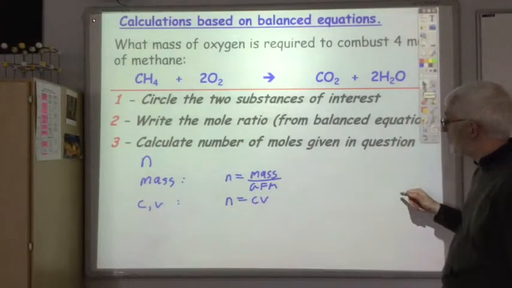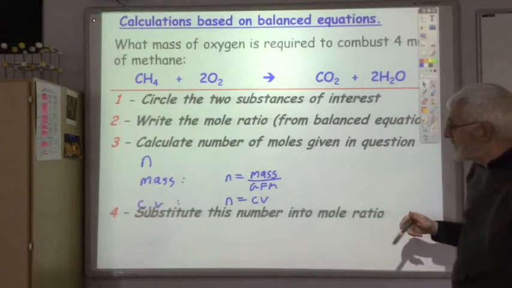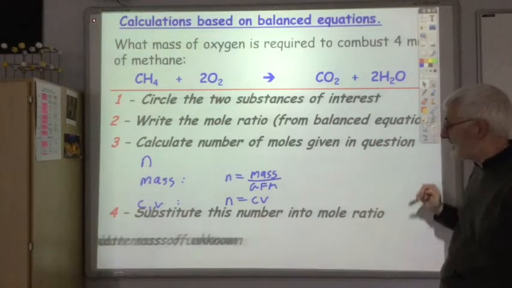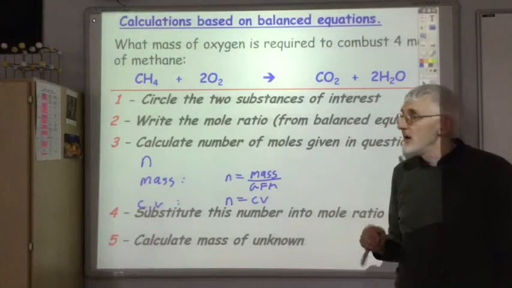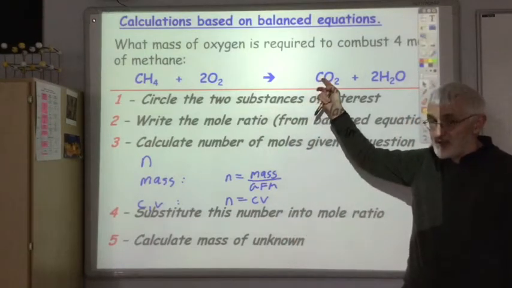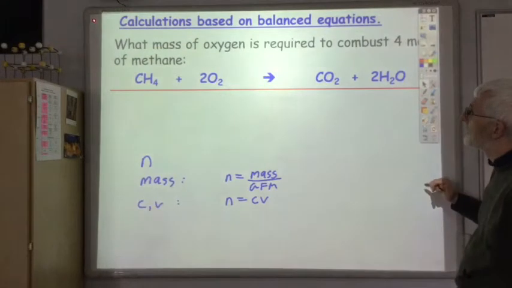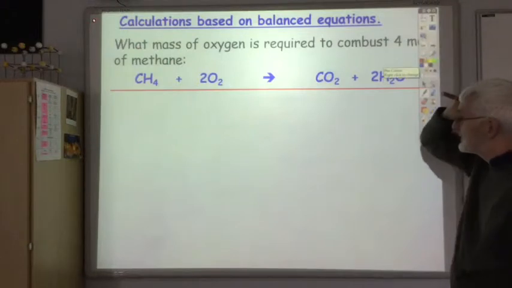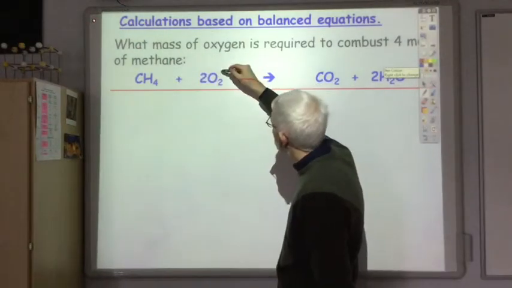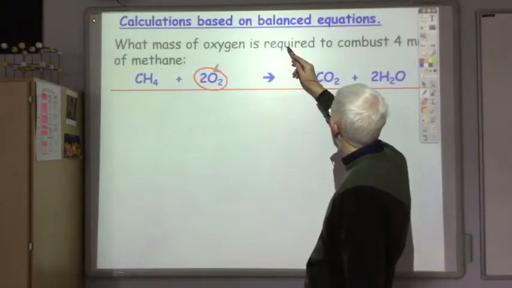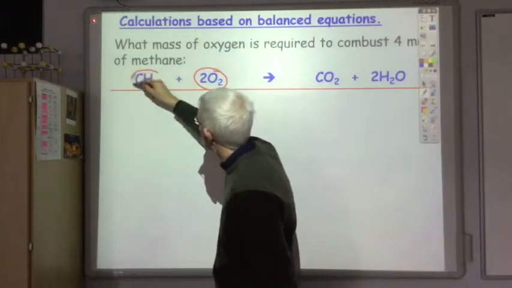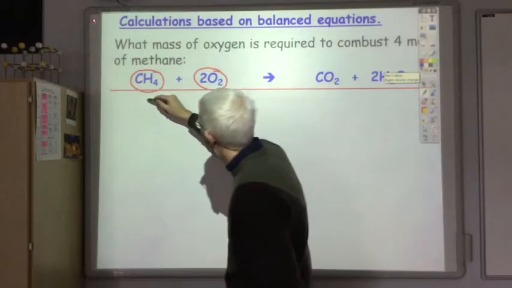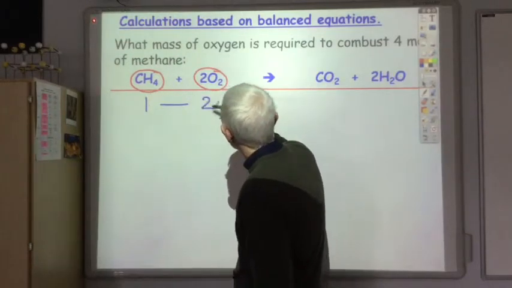So once you've determined the number of moles given in the question, you substitute this number into the mole ratio up here, and then finally calculate the mass of the unknown. So I'll run through this method again and actually do this question this time. So first thing was to circle the two substances of interest. So what mass of oxygen? So oxygen we're interested in, and is required to combust 4 moles of methane. So it's CH4. According to this balanced equation, 1 mole of this reacts with 2 moles of this.